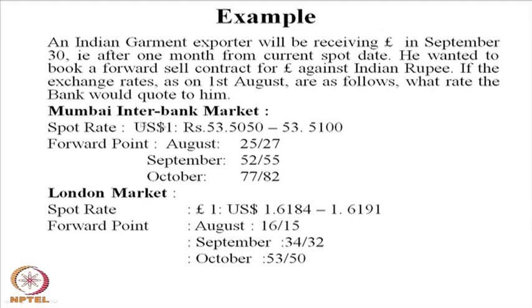In the Mumbai interbank market, the spot rate of dollar against rupee is given to you, and the forward points for August, September and October are given. In the London market, the spot rate of pound sterling and dollar is given to you, and similarly the forward points are given. What you have to do is go for a forward rate calculation, where pound sterling, rupee and US dollar, 3 currencies are involved, and we have to estimate it through the cross currency forward rate.